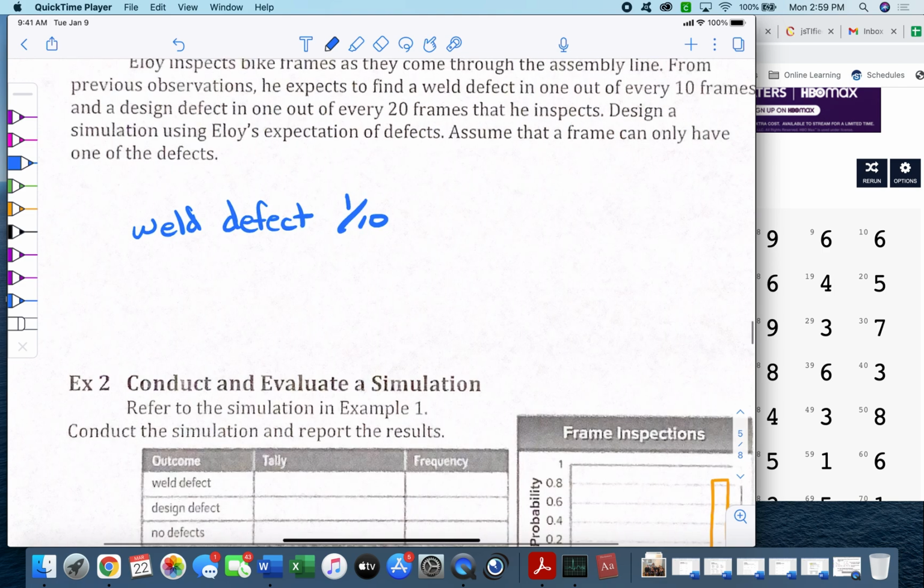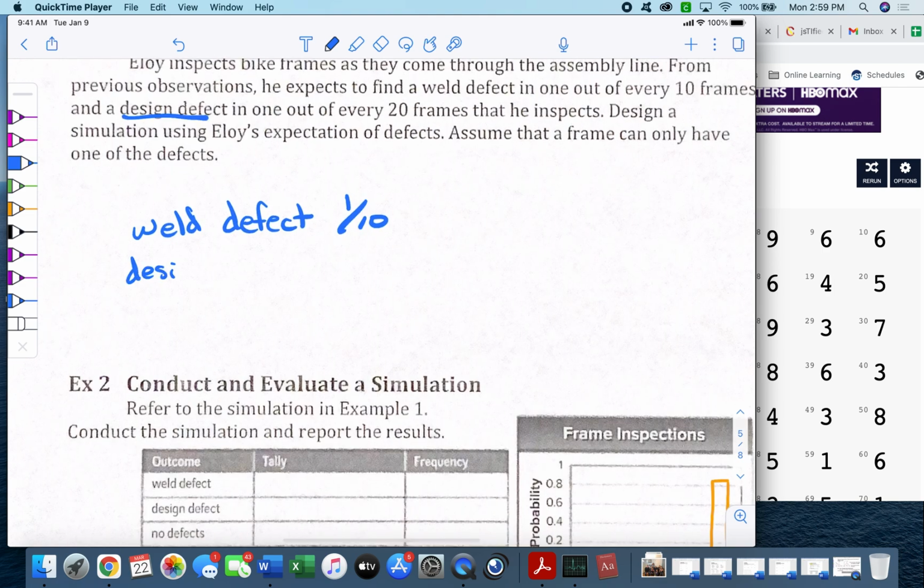And there's another type of defect, which is called a design defect. Okay, so the design is wrong. Maybe the color is not right, or there's a scratch on the outside of it and the design is all messed up, and that happens 1 out of every 20 frames that he inspects. Okay, you're running a factory, and your percentages are really bad.